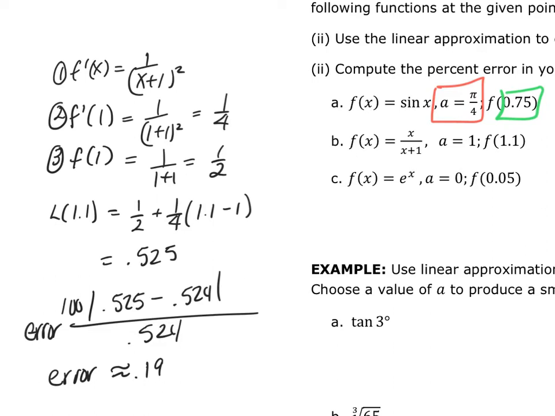So to find the error, we put the original back in. We put the 1.1 into the original function and evaluate the original function. When we did that, we got 0.524. And so we've got less than a 1% error. So it's not too bad. How was that?